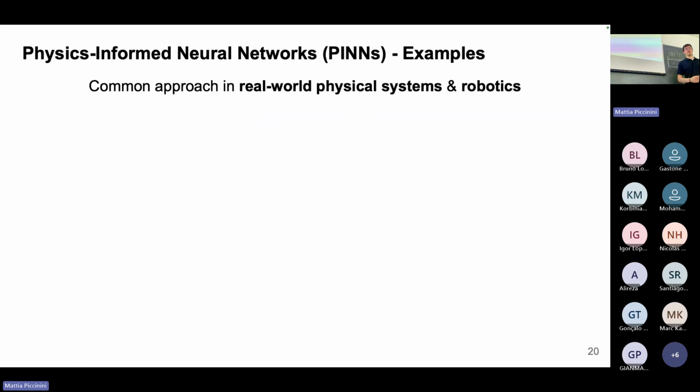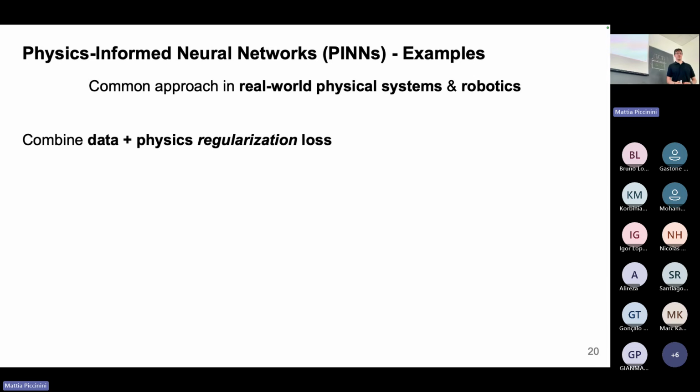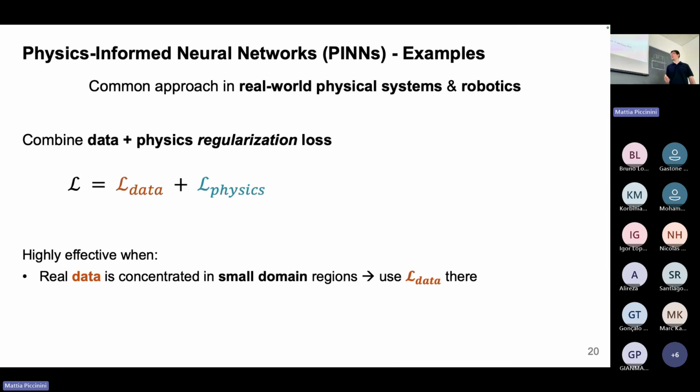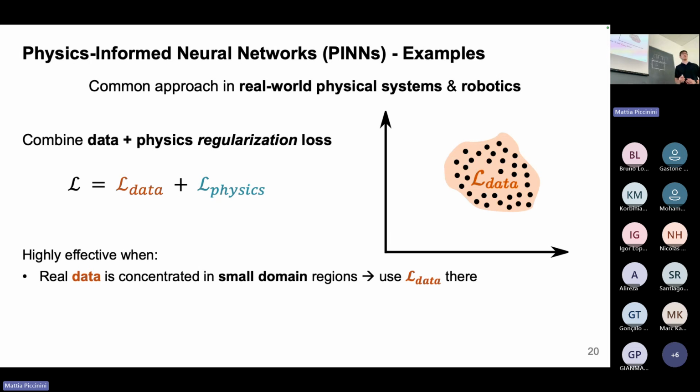But the real power here, what I was saying before, is indeed the combination of data plus physics. Let's consider this case. This is really something important for physical systems, robotics, whatever: the combination of data plus physics as a regularization term. So indeed, we have a data loss and a physics loss. And this is effective when we have real data. We can have real data in the whole domain, that's the ideal case. But most of the time we have data in a portion of the domain, right? So in a portion of the domain we have data, and there we have our data loss.